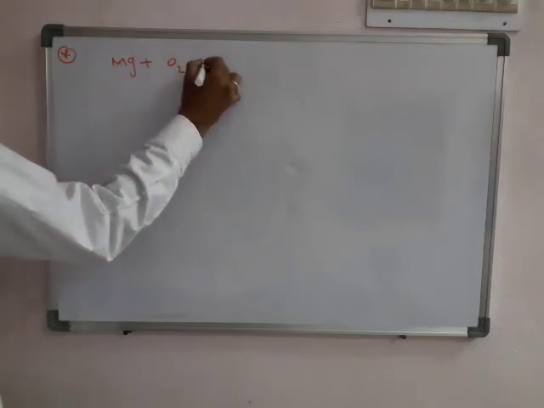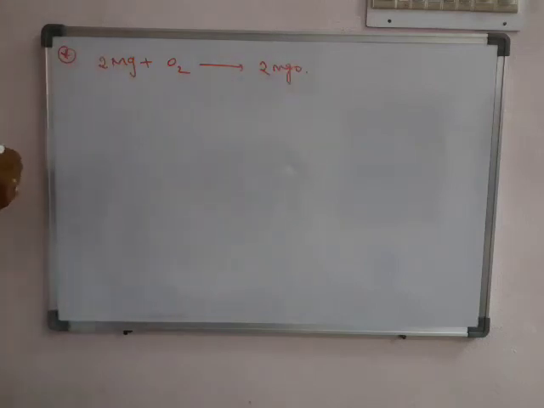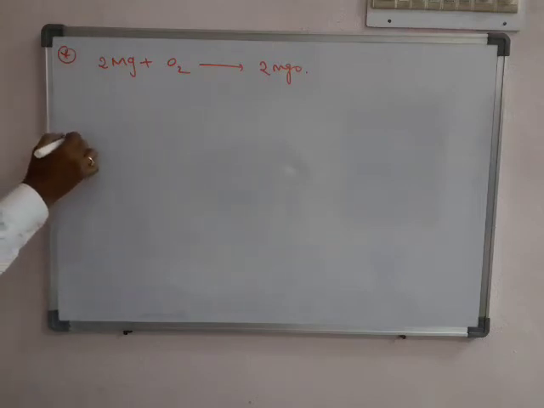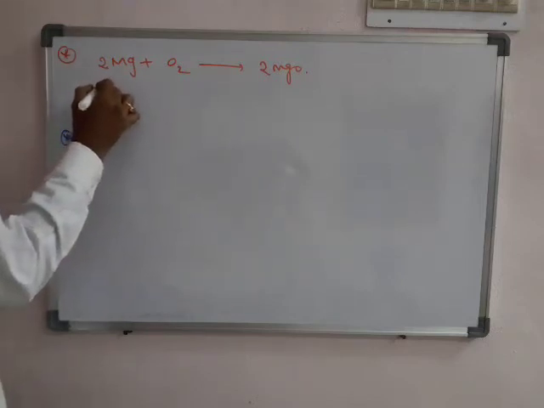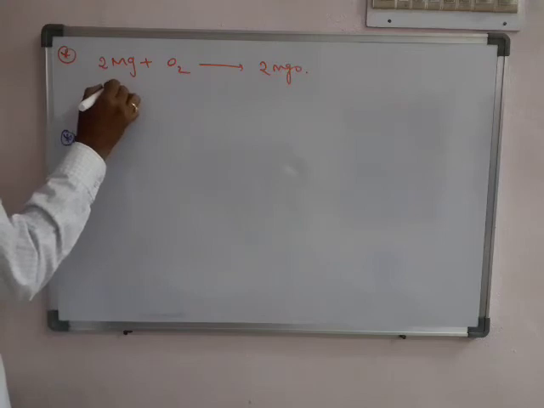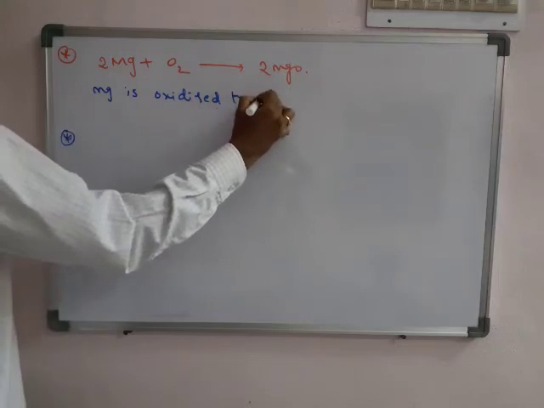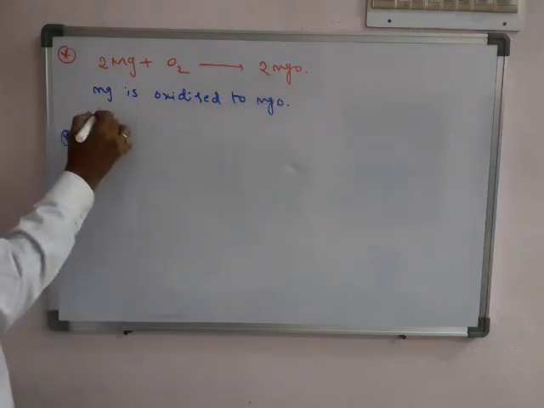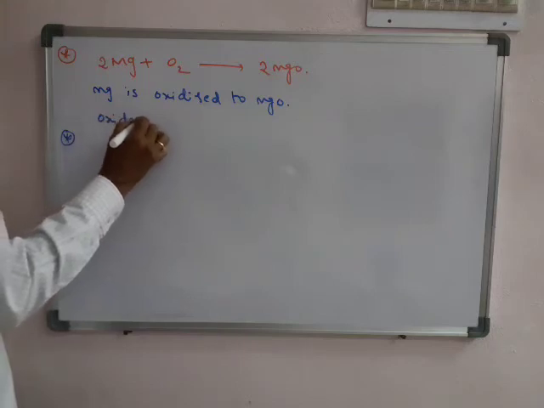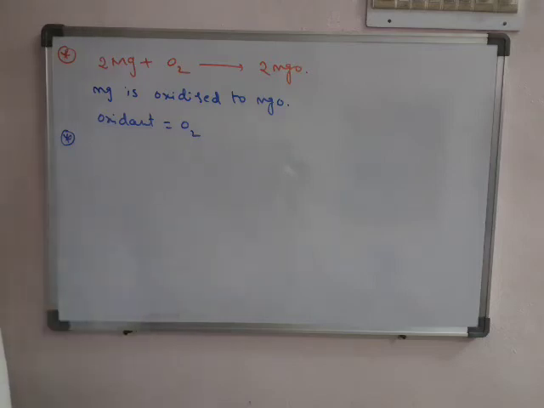Mg plus O2. Can you write the points for it? Try to write the points yourself. Okay, I will write it; the last two examples you have to try. Here magnesium is oxidized to MgO. So what is the oxidant? The oxidant is O2.